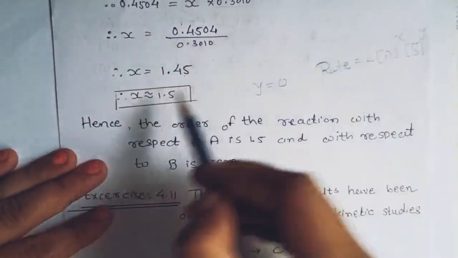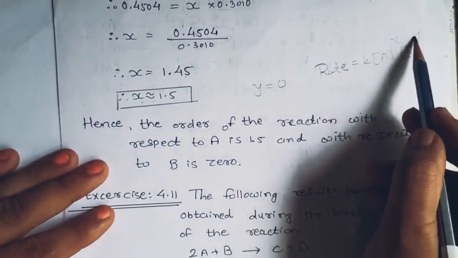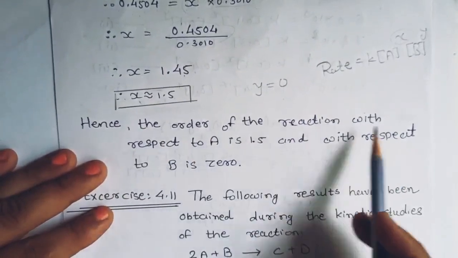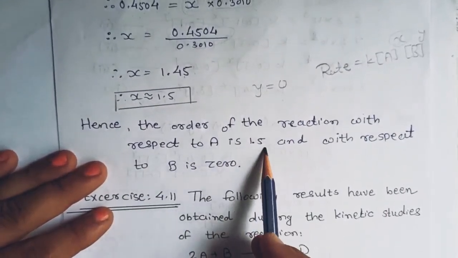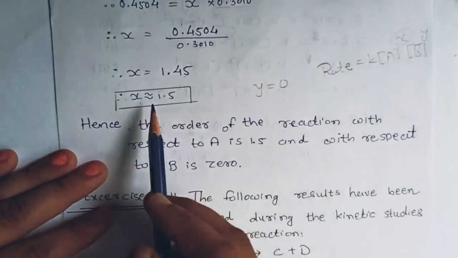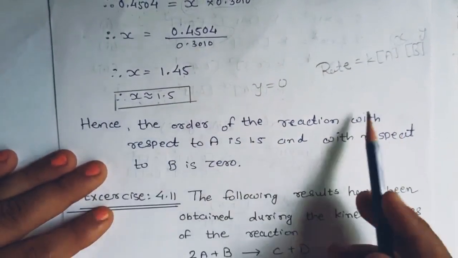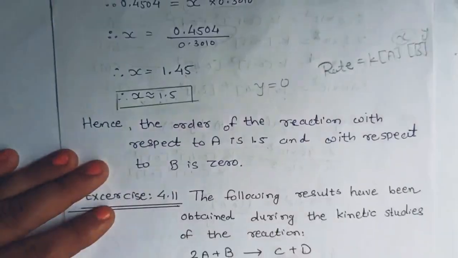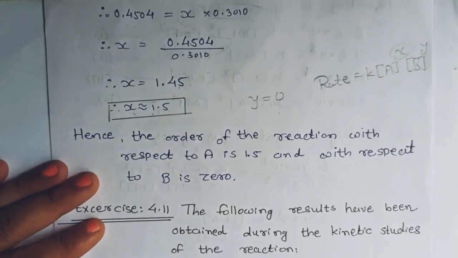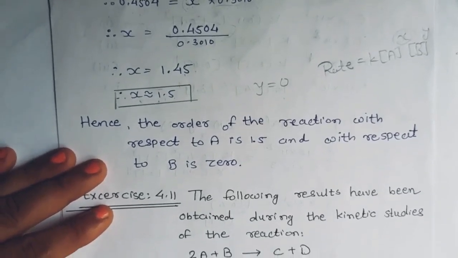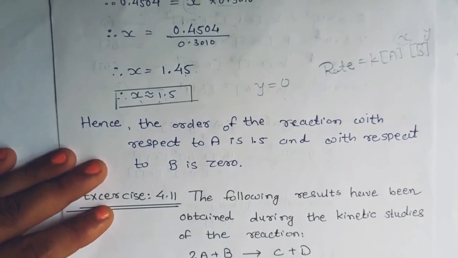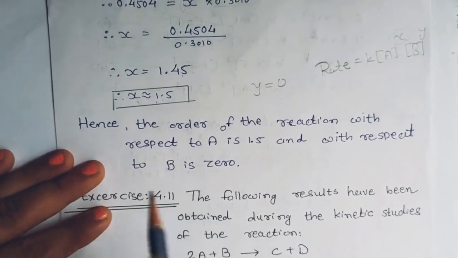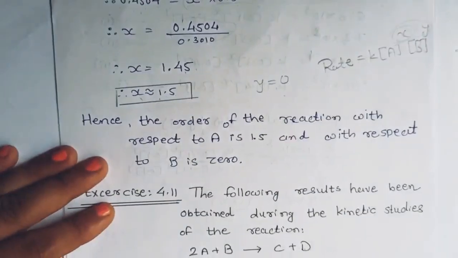Means x is 1.5 and y is 0. So you can write that the order of the reaction with respect to A is 1.5, because you get the value of x as 1.5, right? And with respect to B it is 0, because you get the value of y as 0, right? This is how you can find the order of a reaction, and you can also find the total order of a reaction by adding these two terms, right?